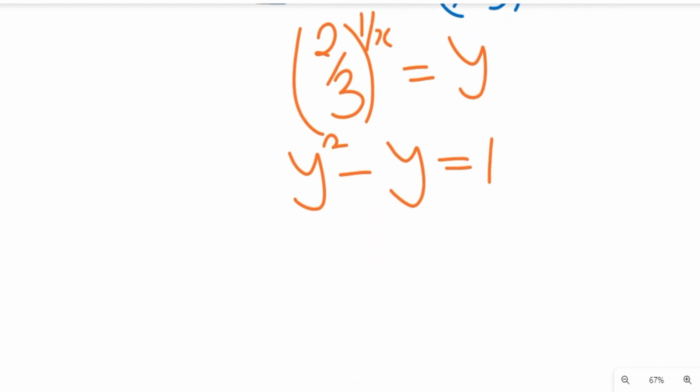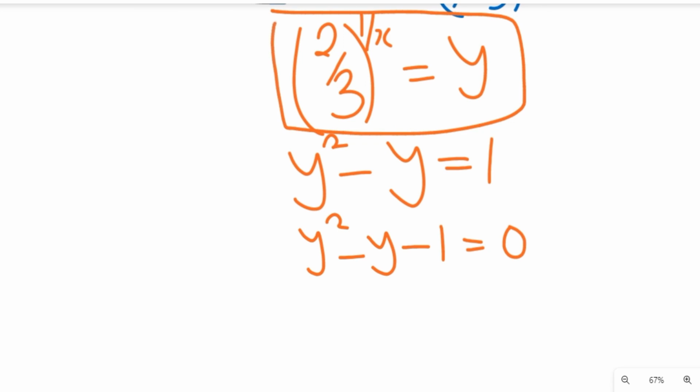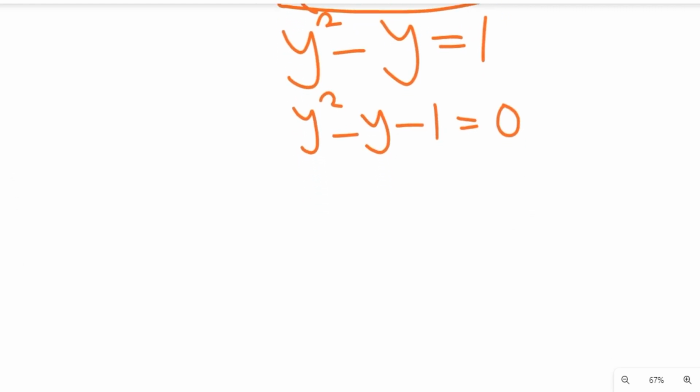So if 1 comes over to the other side, we're going to have y squared minus y minus 1 equal to 0. Now remember this, we're going to apply it at the end of the equation. Now, having gotten a quadratic equation, we're going to solve this equation quadratically.